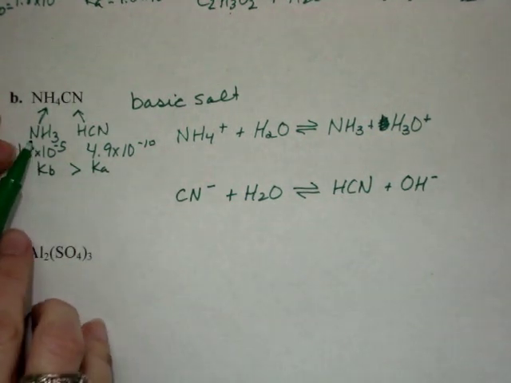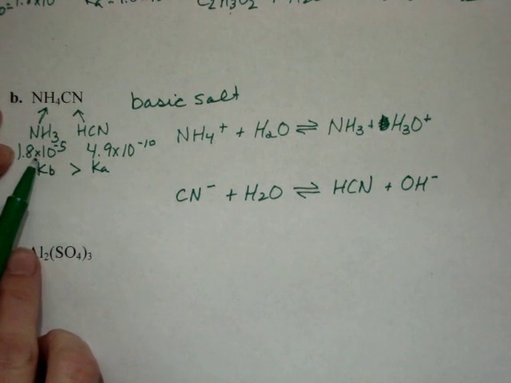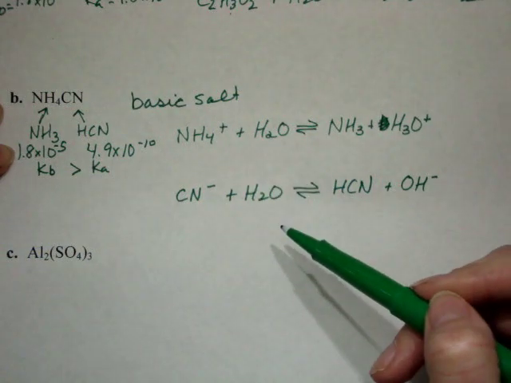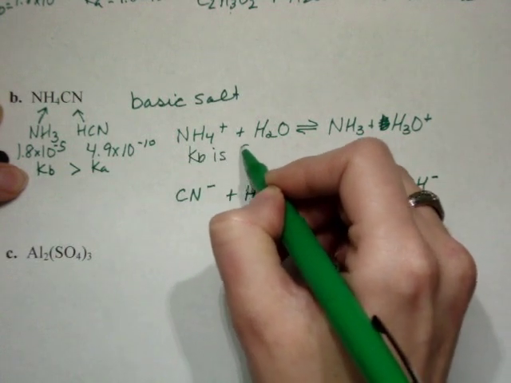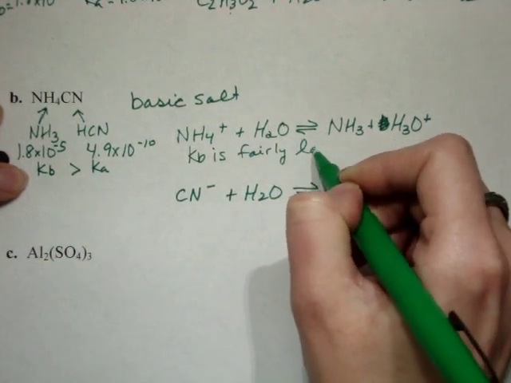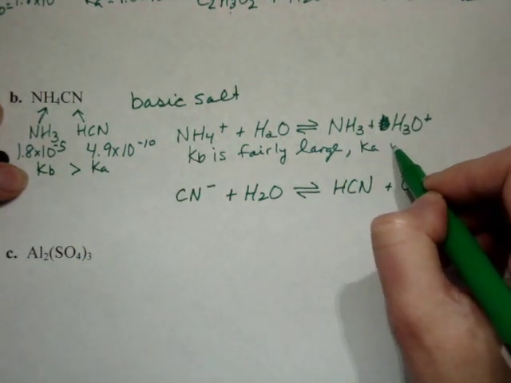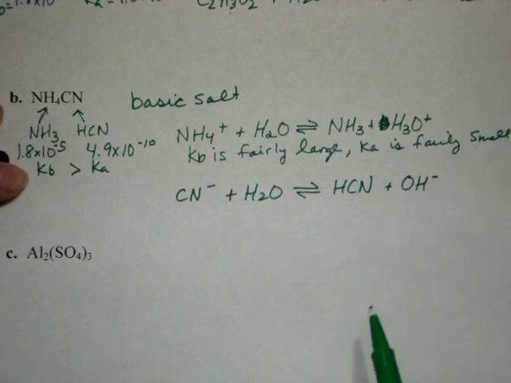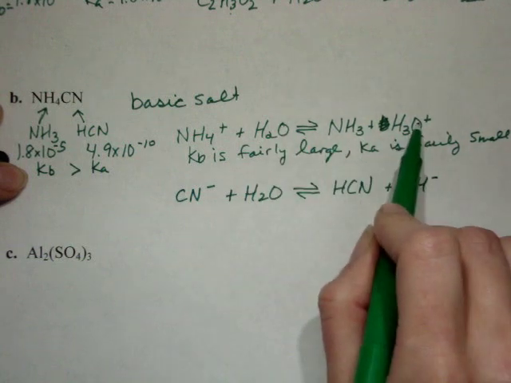Okay, if we look at the K, if we look at the ammonium, because we're doing that one first, the Kb for ammonia is relatively large, but that's going the opposite direction that our equation is currently written. So if the Kb is fairly large, then the Ka, which is the way it's behaving here, is fairly small. Since the Ka is pretty small, that means we're not going to make very much product.